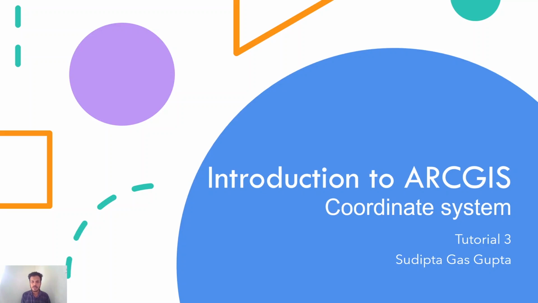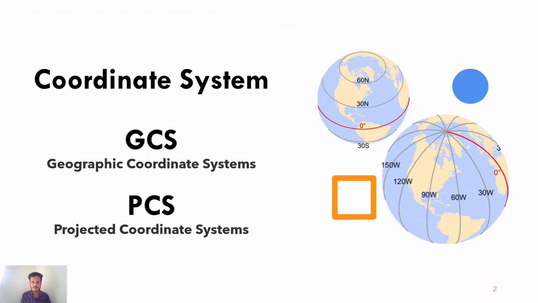Today we will talk about all the applications of coordinate system related to ArcGIS. So let's start. There are two types of coordinate system. One is GCS, which is geographic coordinate system, and the other is PCS, which is projected coordinate system.